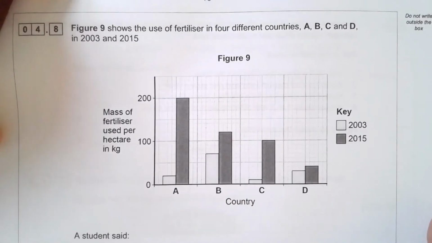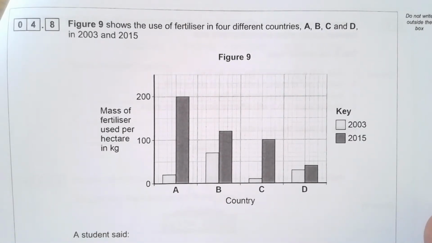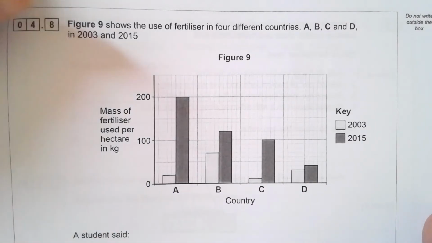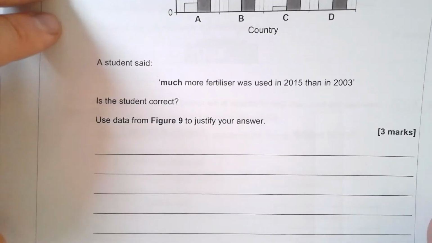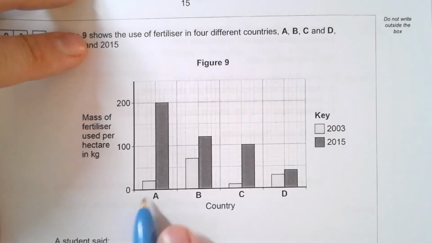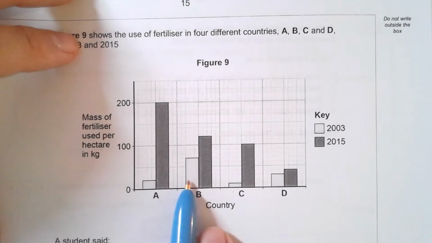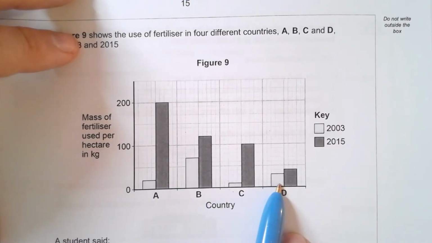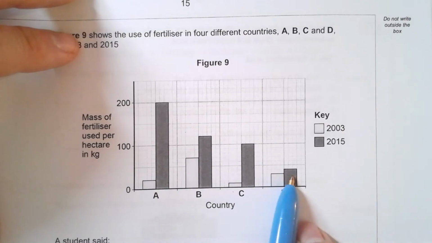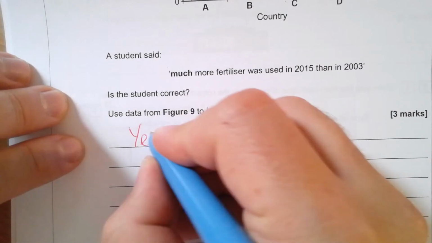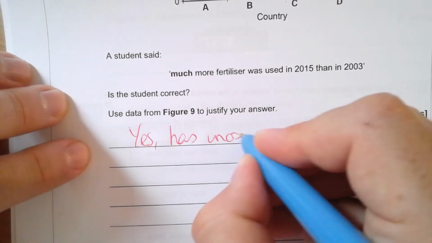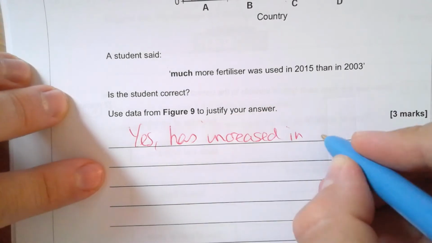Figure 9 shows the use of fertilizers in 4 different countries, A, B, C and D, comparing them in 2003 and 2015. And we have a student that says much more fertilizer was used in 2015 than in 2003. Well, these are the 4 different countries. This is how much was used in 2003, and here we have 2015, and it's gone up in all cases. So I'm going to say yes, has increased in all countries.